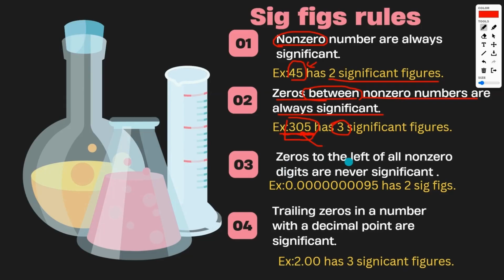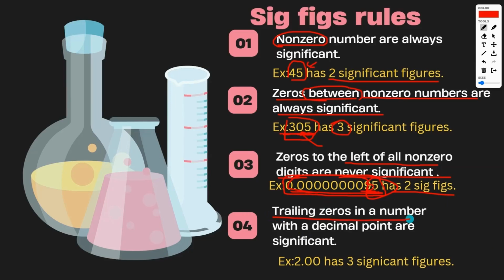Zeros to the left of all non-zero digits are never significant. Here in my example we have a bunch of zeros before 95, but we can see that 95 is at the end, right? So it only has 2 sig figs because these numbers are all leading zeros.